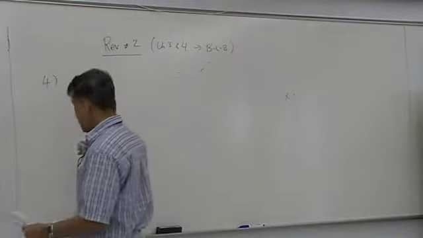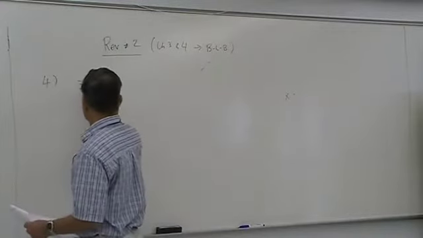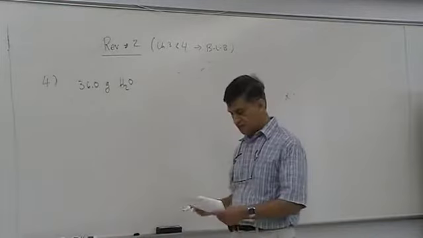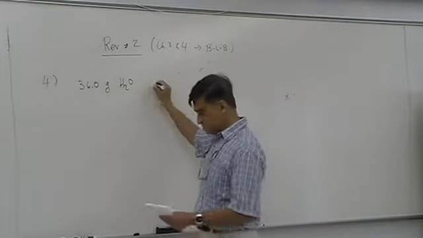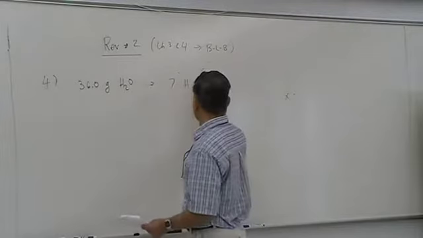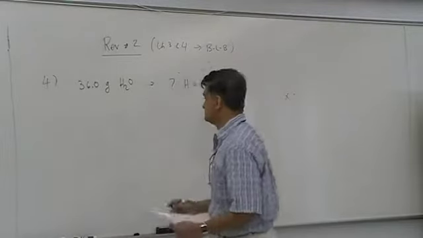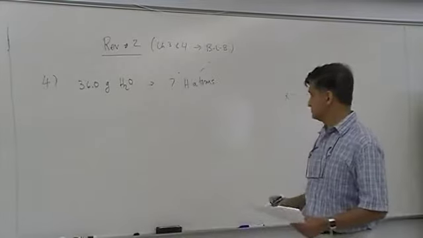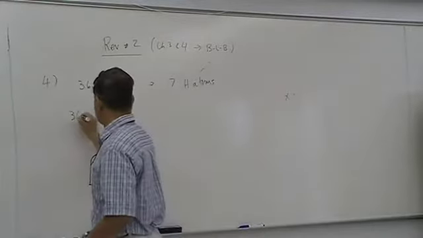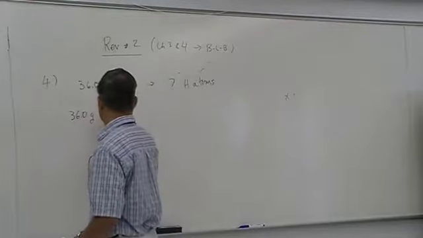Let's assume that I have a sample of 36.0 gram of H2O, and I want to know how many H atoms I have in that sample. So how do I calculate H atoms? Start with 36.0 gram H2O.